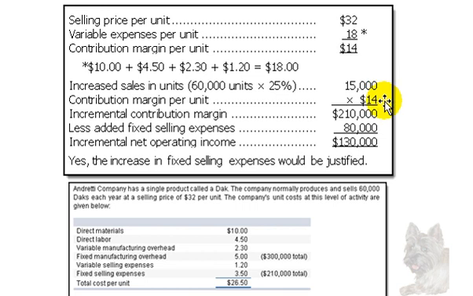We're going to wind up with an incremental contribution margin, right? $14 per unit, so incremental margin is $210,000. But there's an increase in fixed cost of $80,000. So we wind up in positive territory of $130,000. So it looks like the increase in fixed selling expenses would be justified.